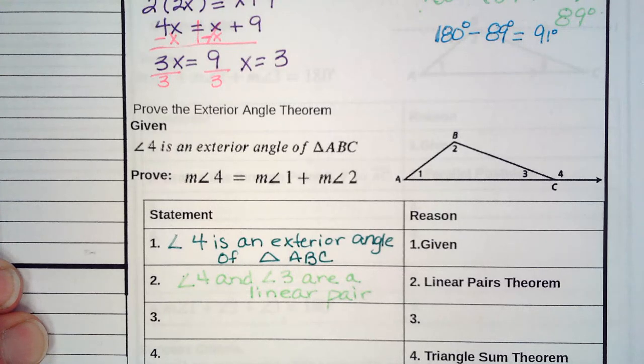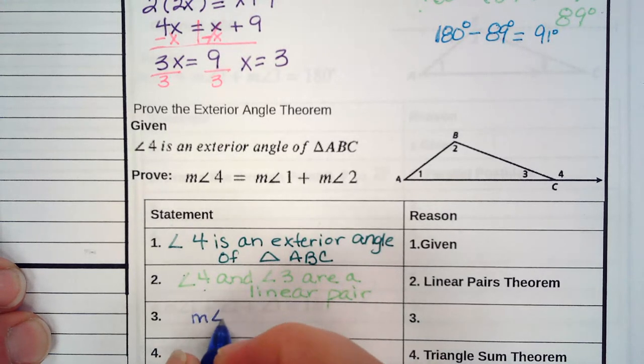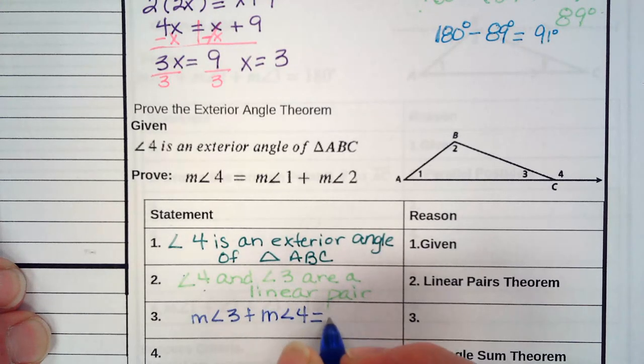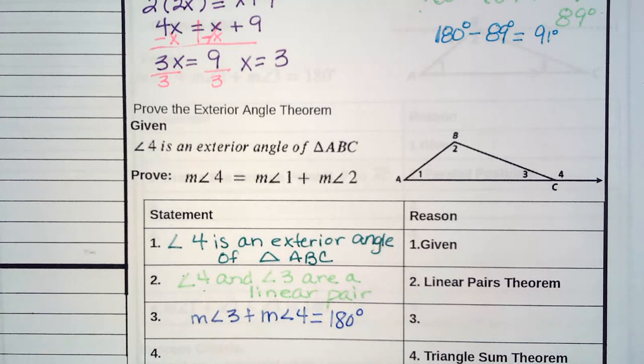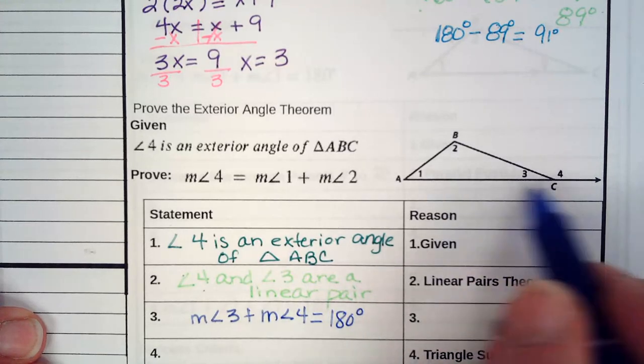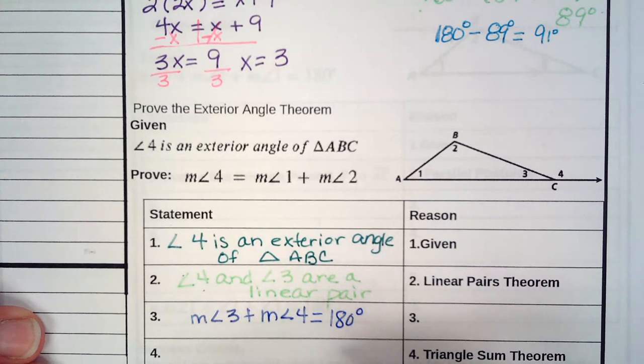So what does that mean? Well, what do their measures add up to? 180 degrees. So the measure of angle 3 plus the measure of angle 4 is equal to 180 degrees. Why can I say that? That's your definition of supplementary angles. If they're a linear pair, they make a line. That means they're supplementary.